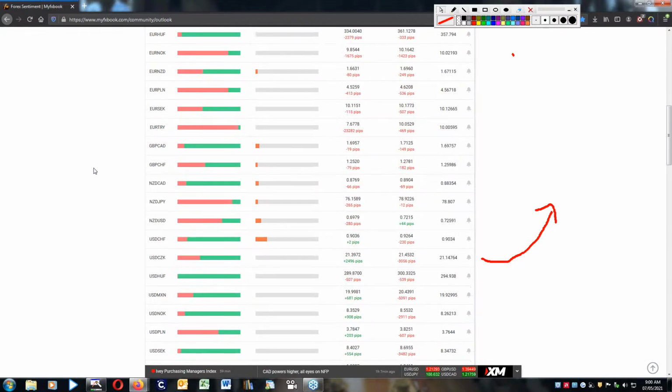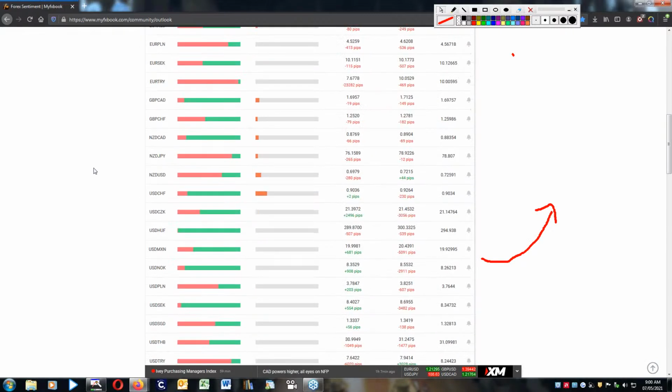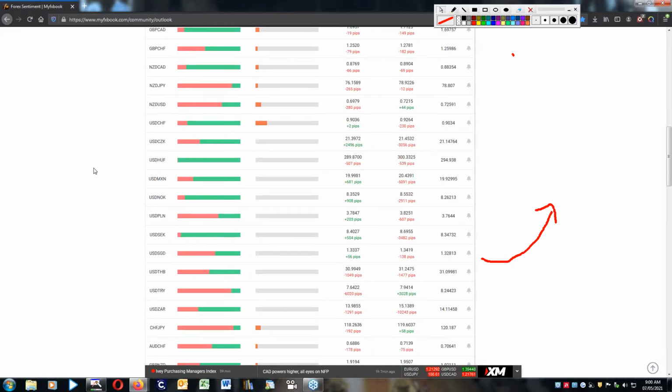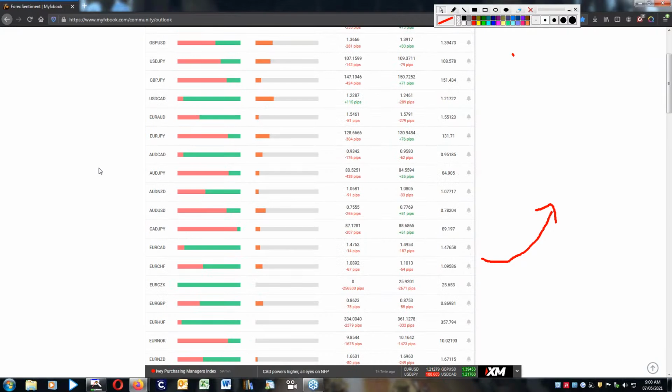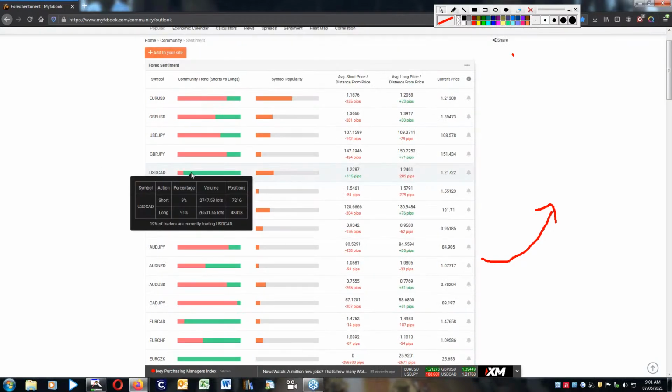The USDCAD. Let's see. Have they changed their mind yet, or are they still committed to going long? USDCAD. Oh my gosh, look at that. 91% long. Okay?